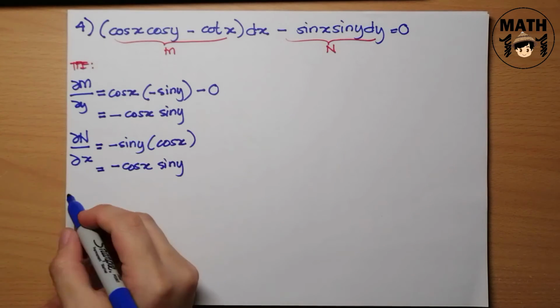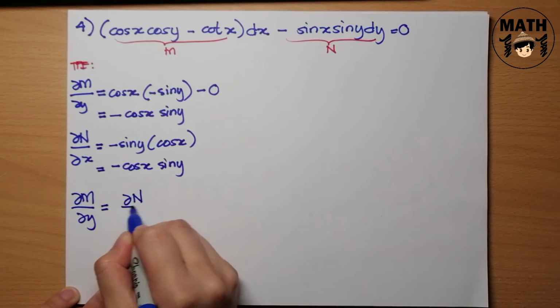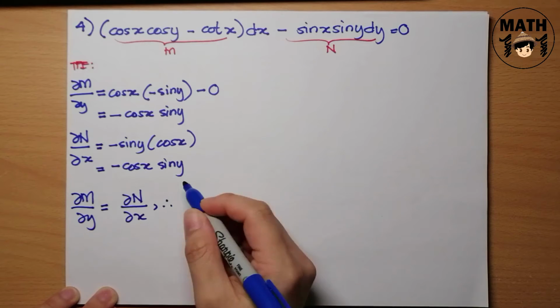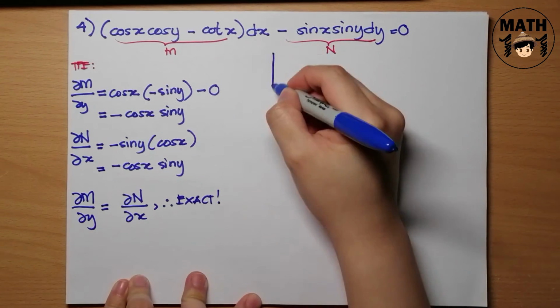We can see here that the partial derivative of M with respect to y is equal to the partial derivative of N with respect to x, which means that our differential equation is exact.